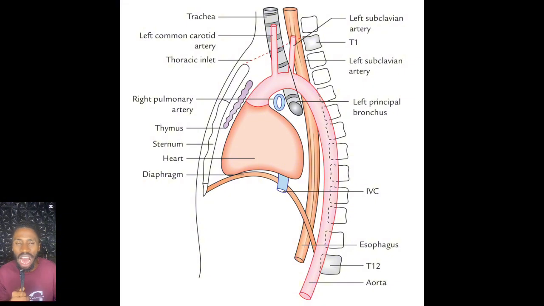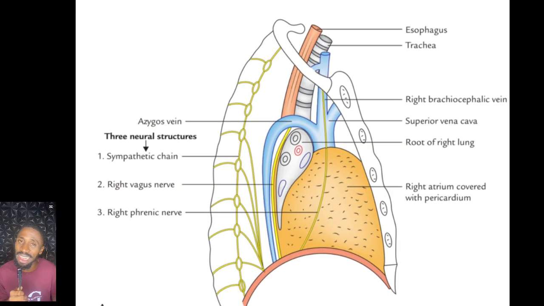Oh, you also have the neural structures. What are the neural structures? You have the sympathetic, you have the phrenic, you have a lot of neural structures that are also there. And lastly, you also have the lymph nodes. So you can see it in the pictures that I'm showing you now. So these are the structures basically you can find in the mediastinum.